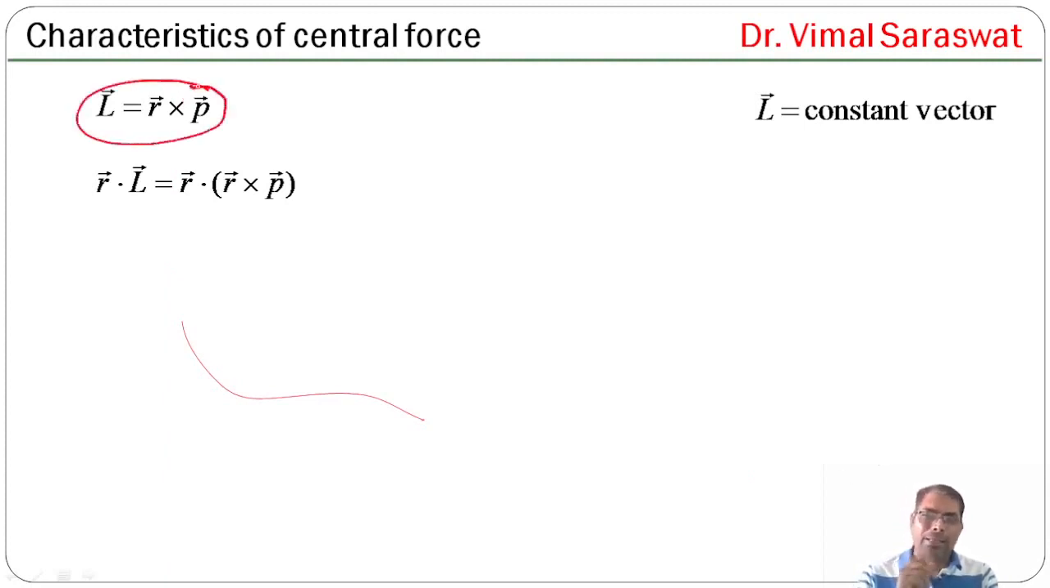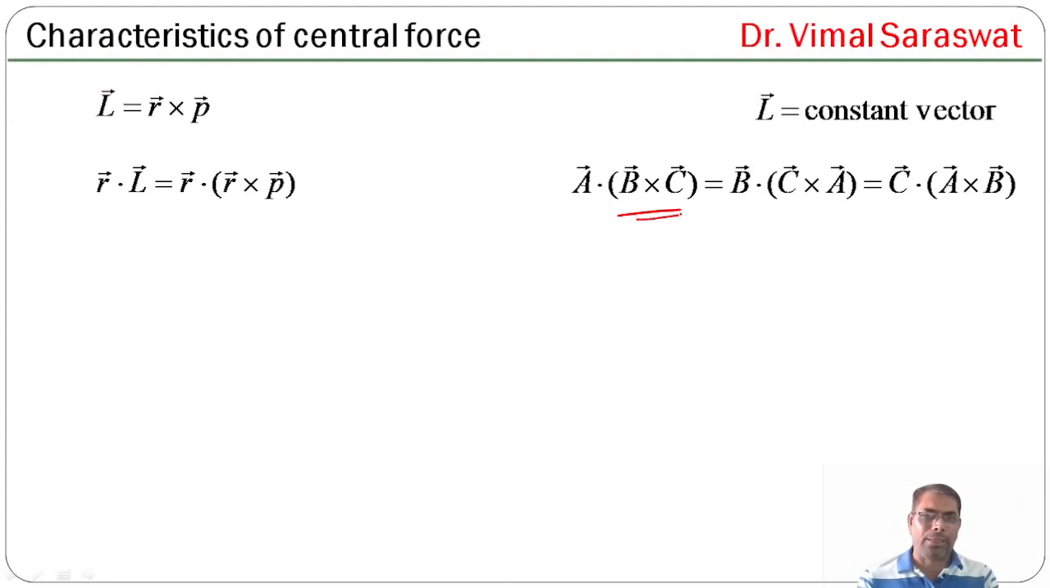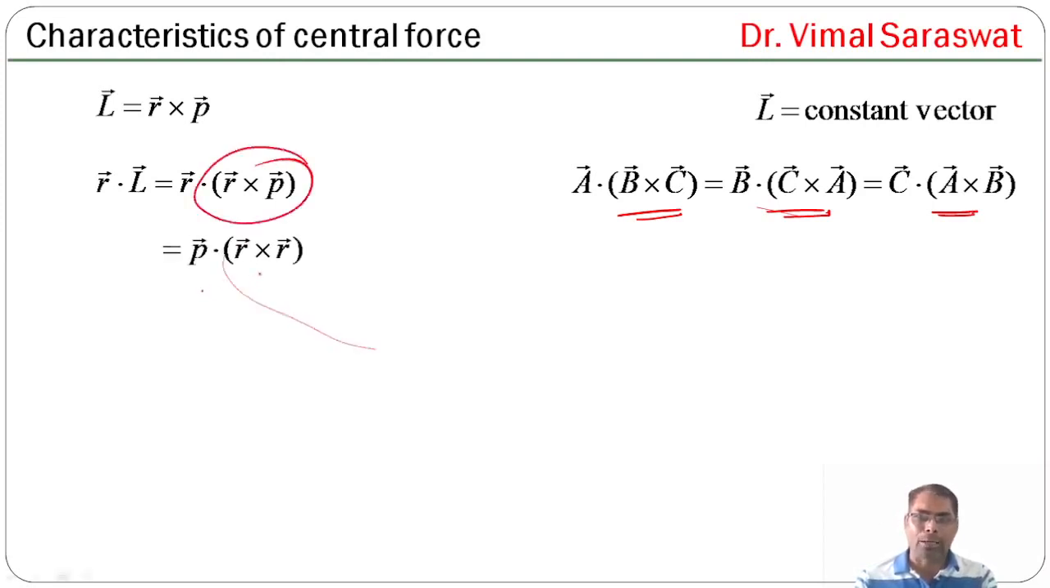So, if we operate this equation on either side with position vector r, on taking the scalar product of this equation with r, so r dot L is equal to r dot r cross p. Since a dot b cross c equal to b dot c cross a equal to c dot a cross b, so this will be p dot r cross r, and r cross r is 0, so r dot L will be 0. So r dot L is 0, and if the scalar product of two vector quantities is 0, then both vector quantities will be perpendicular to each other.